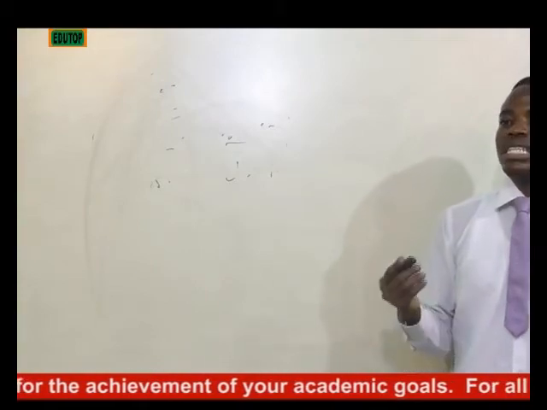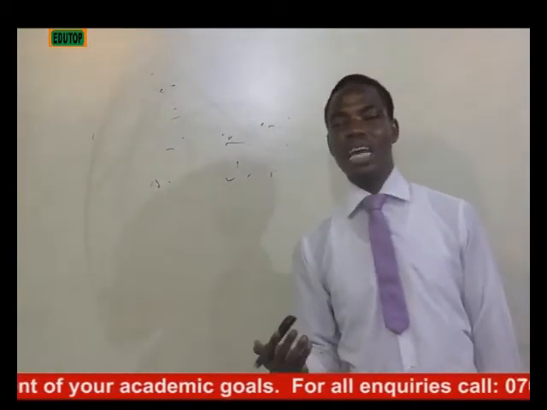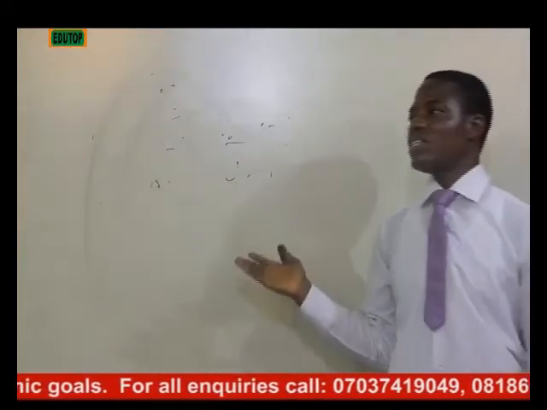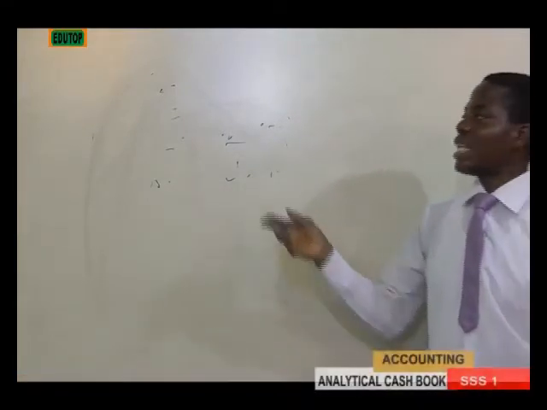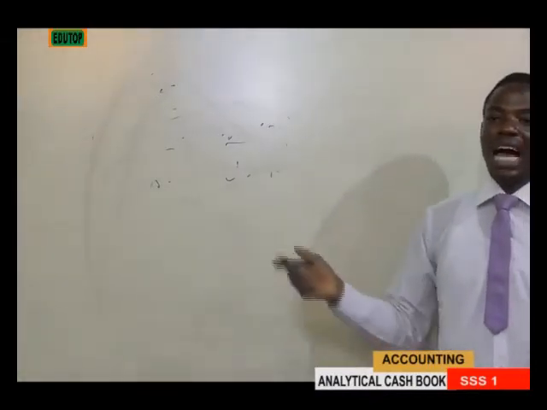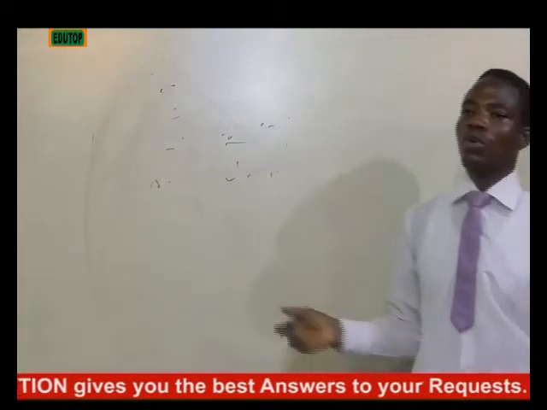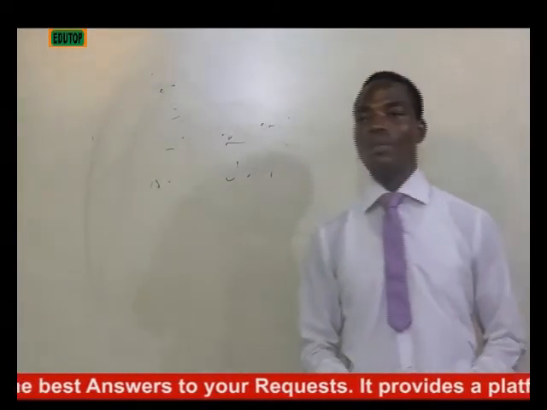The thing I want you to take into cognizance when you are treating a three-column cash book is that in the information you are given, it is possible you come across something like discount to receive, discount allowed, and so on. So if you see that in the question, you can know that it is a three-column cash book.